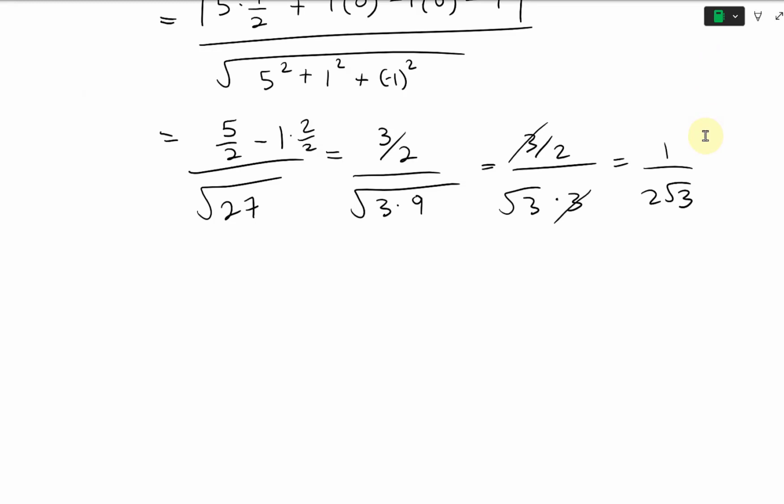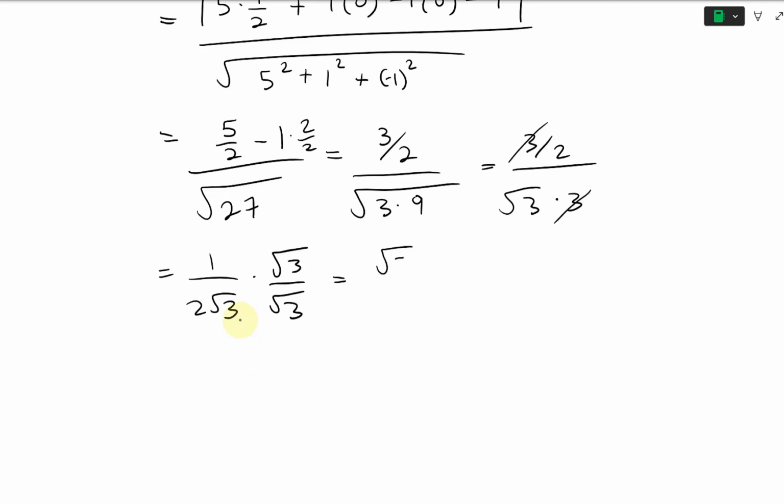And here my calculus book simplifies this even further. It doesn't like having a square root at the bottom. So it multiplies the top and bottom by square root 3. Then the square root 3's become 3, so this becomes square root 3 over 2 times 3, which equals square root 3 over 6.